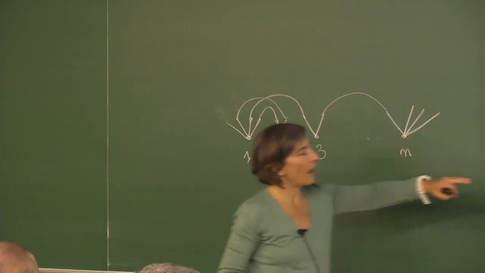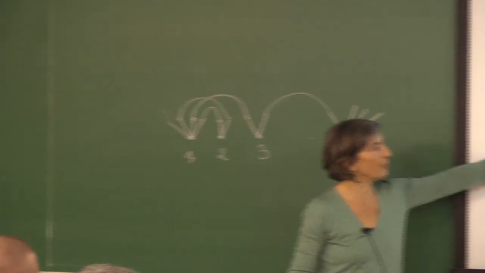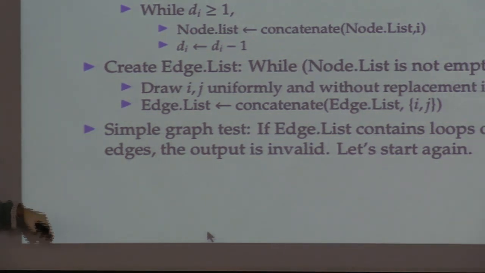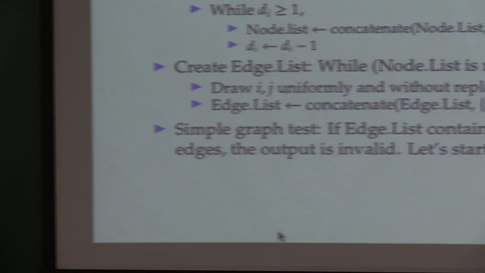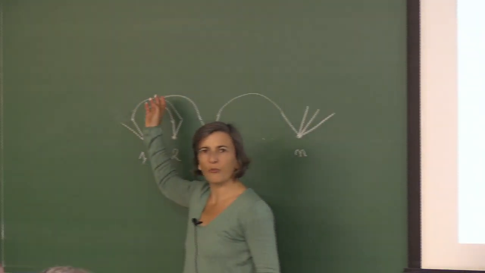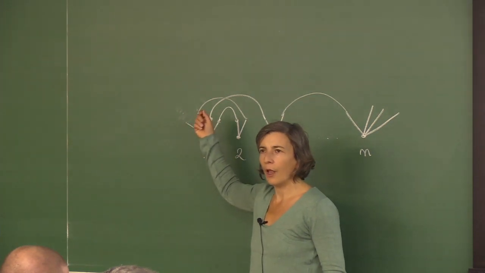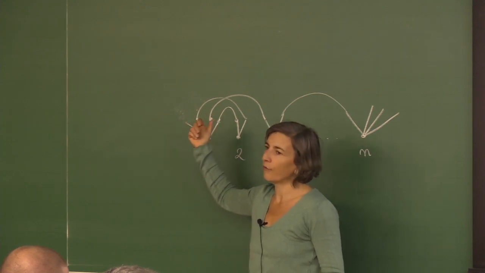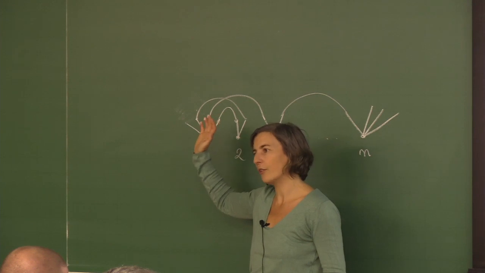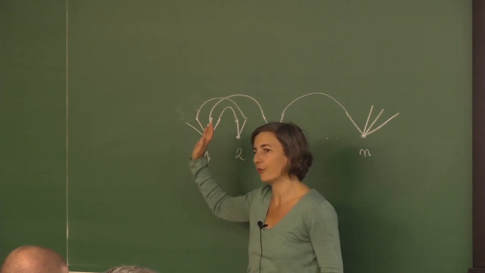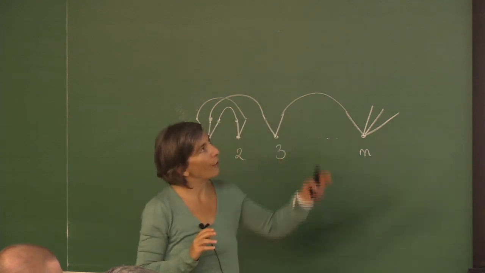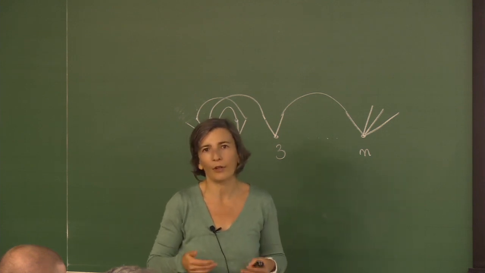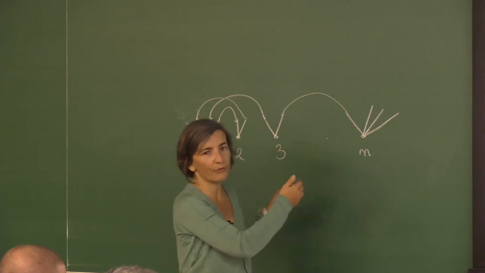So when you do that, at the end you need to do a simple graph test. If the edge list contains loops or multiple edges, the output is invalid and you have to restart all again, because you cannot just erase the problems and continue, because it has been proven that if you do that, you are not sampling uniformly from the set of possible graphs, so you are not realizing the exact distribution you aim at. So you cannot do that. So this matching algorithm is inefficient, because it can run for a long time before happening to end up with a simple graph.